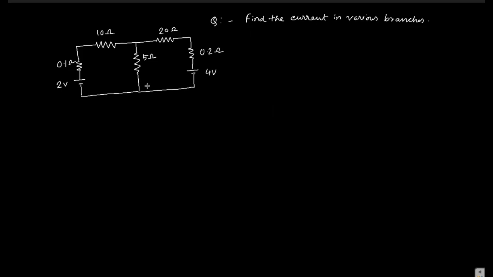Okay, now here if you label it as A, B, C, D, E and F, then how many closed loops are there? There are 3 closed loops. One is A, B, C, D, A, another is C, D, E, F, C, and this one is A, B, F, E, A. Okay, that is the outermost path. Now you have to find the current in the various branches.